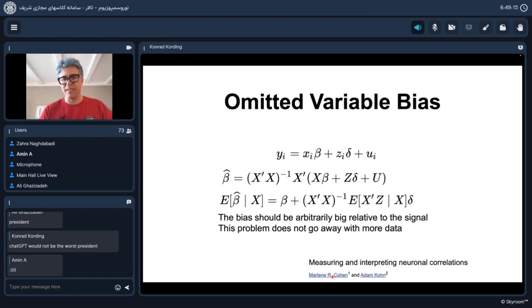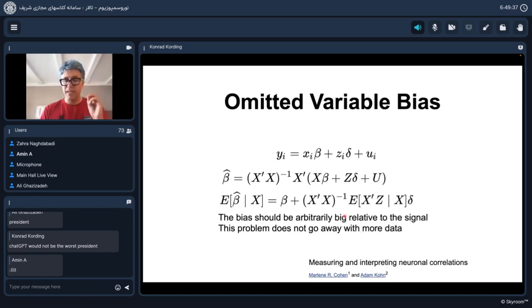Here's, for example, a nice paper by Cohen and Kohn, measuring and interpreting neural correlations. They find that the typical pair of neurons that they record from have quite considerable correlations with one another. So this is the omitted variable bias equation. It means that if you don't record all neurons, there's going to be a bias.